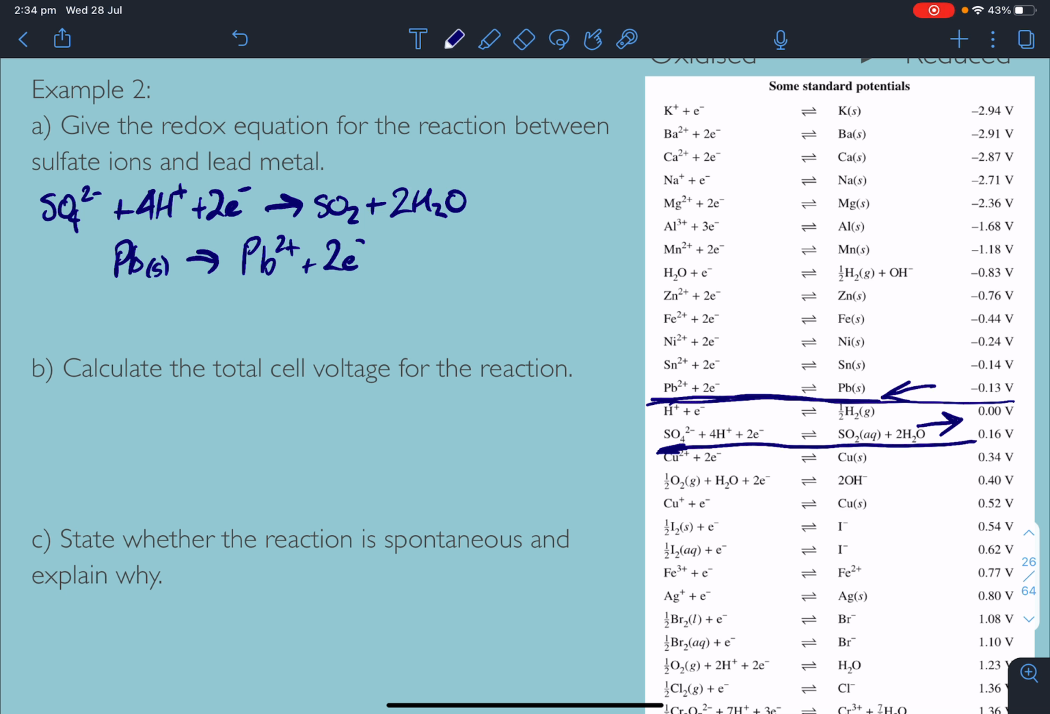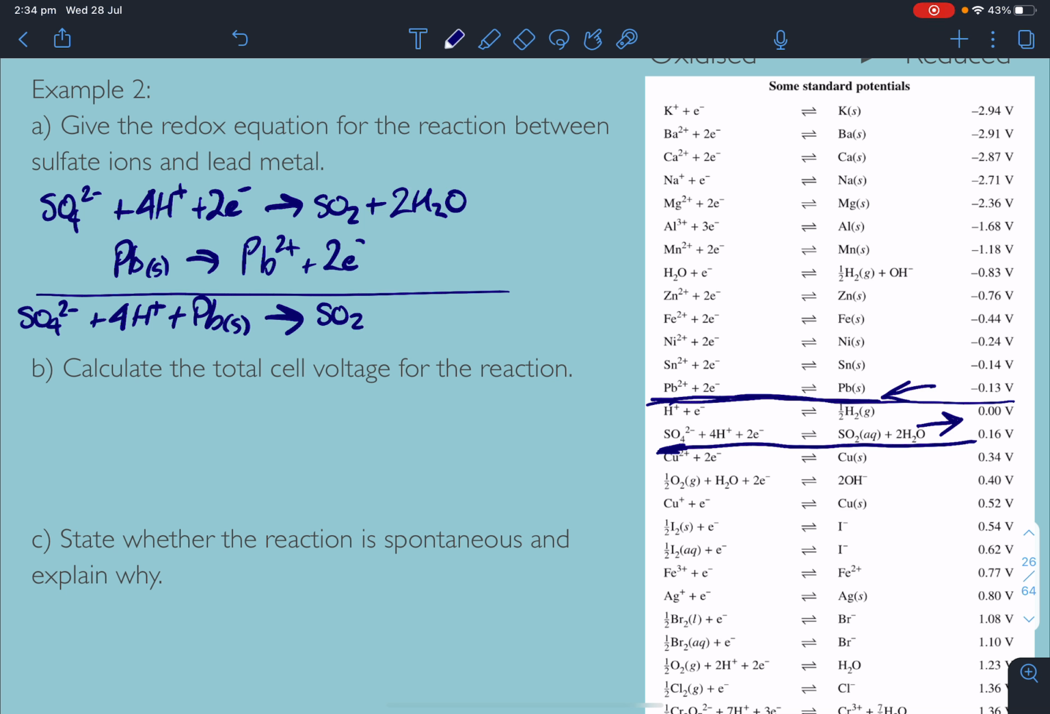On the left-hand side, we've got 2 electrons. On the right-hand side, we've got 2 electrons. So we don't need to multiply anything. We just need to add them together and cancel the electrons. So sulfate plus 4 protons plus lead solid goes to sulfur dioxide plus 2 waters plus lead 2 plus.